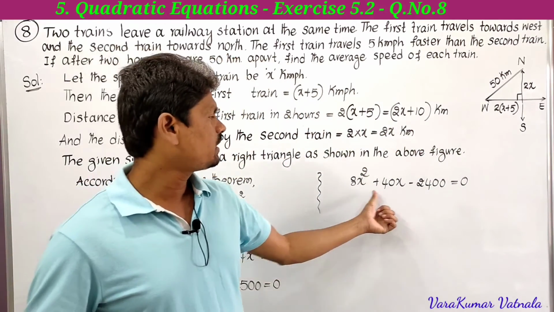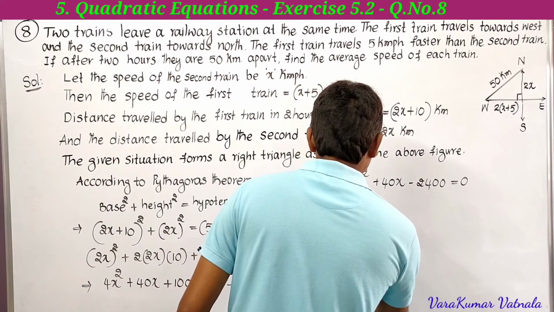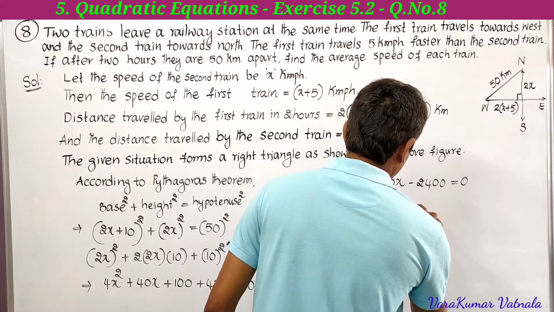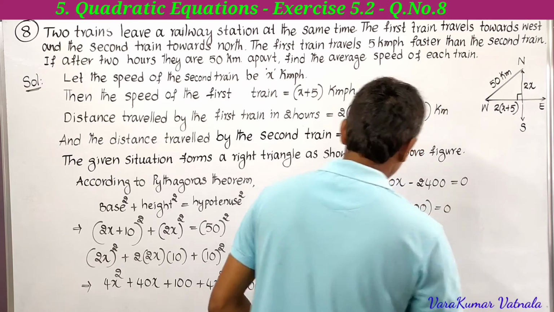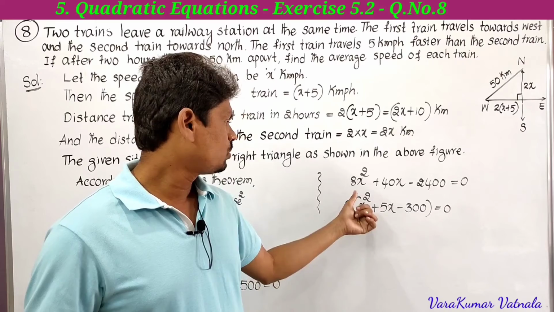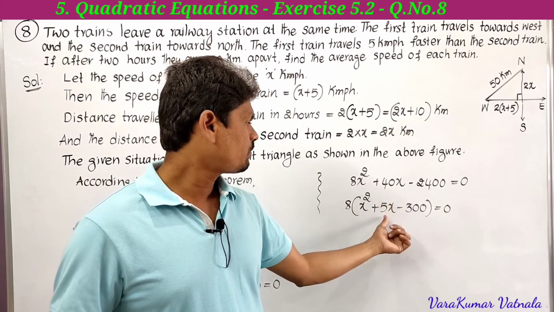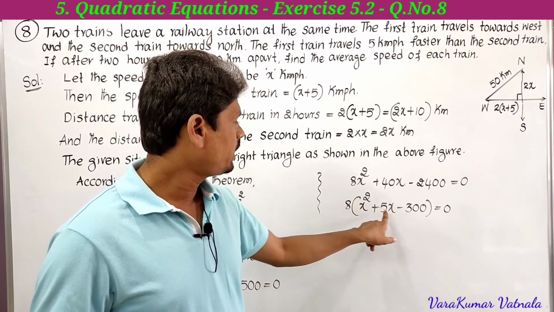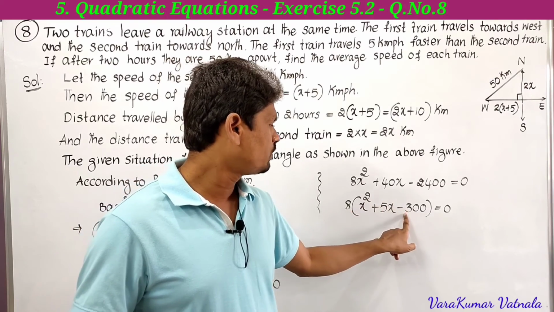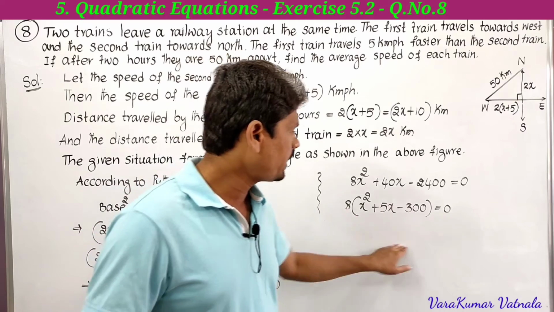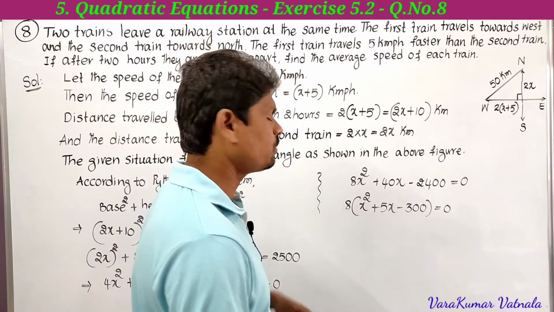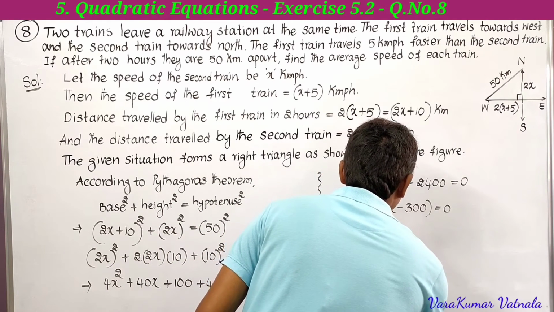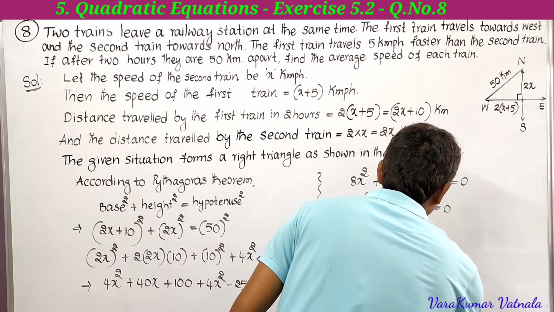So here we can take 8 common. So x square plus 5x minus 300 is equal to 0. I have taken 8 as common, so here we get x square, 5x, 300. Again, if you multiply by 8, you get 8x square, 40x, minus 2400. Take 8 to the right side, where it is multiplying, it divides 0 by 8, again we get 0 only. So finally we get x square plus 5x minus 300 is equal to 0.